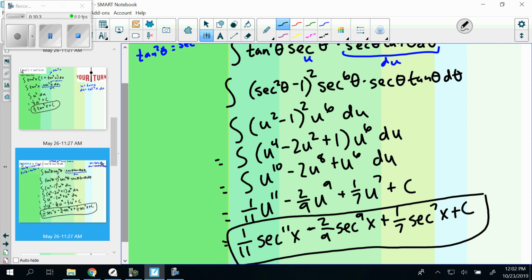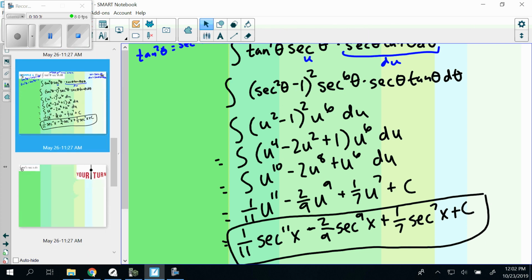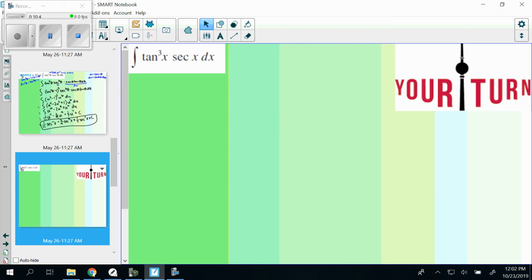All right, same thing. I want you guys to try one out here. Notice again, we have an odd power of tangent there. So see if you can separate out one of those secant tangents and solve this one. So pause the video, try it out, and see what you get here. All right, let's see how you did.